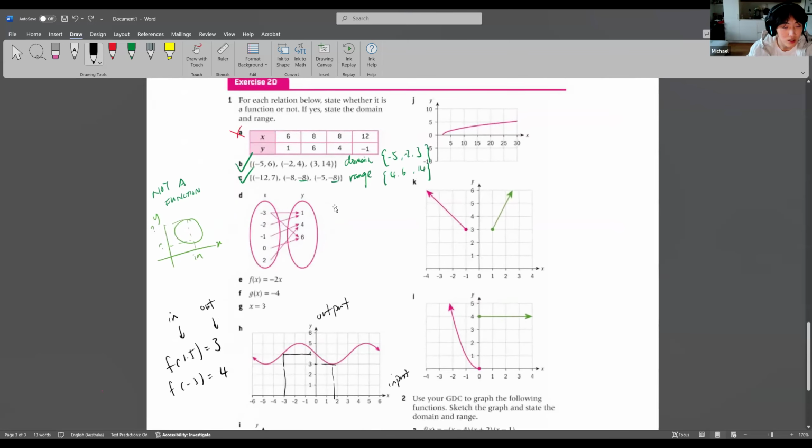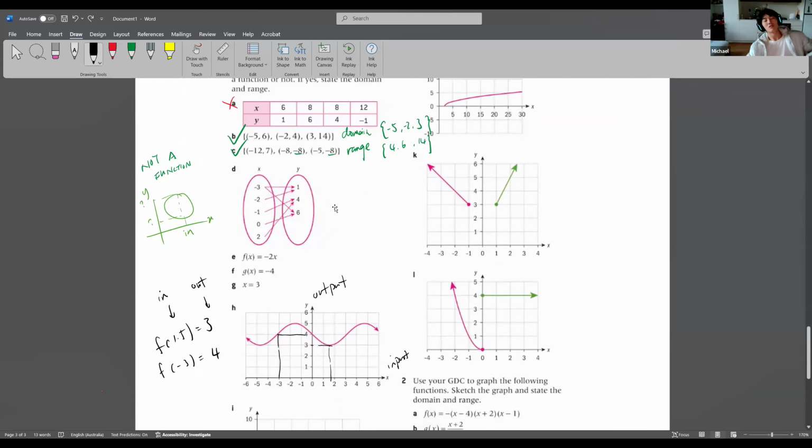So let's look at D. Can anyone tell me if D is a yes or no, and what are domain and range if yes? I said D is yes. D is actually a no. You've got one input into 2 different outputs. Oh, I didn't even see that. Okay, so that's a no. All good. All right, what is E?